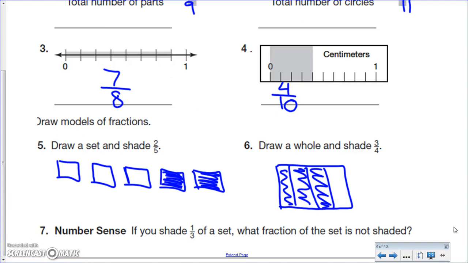For 7, number sense: if you shade 1/3 of a set, what fraction of the set is not shaded? Since the whole set is always referred to as 1, if 1 out of 3 of it is shaded, that means 2/3 of it is not. And we can know this makes sense. We can check our work by adding 1/3 plus 2/3 equals 3/3, which equals 1 whole.